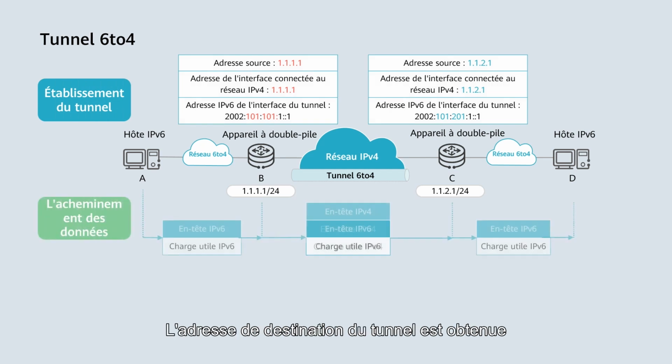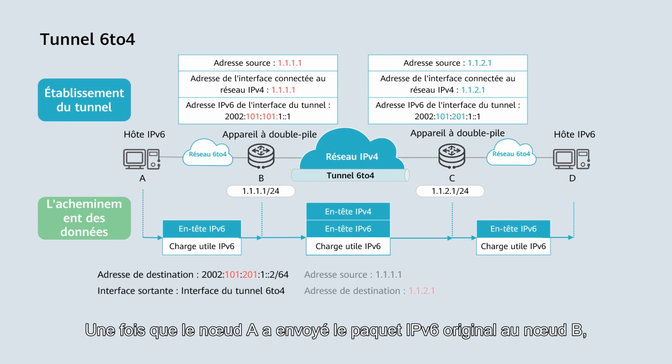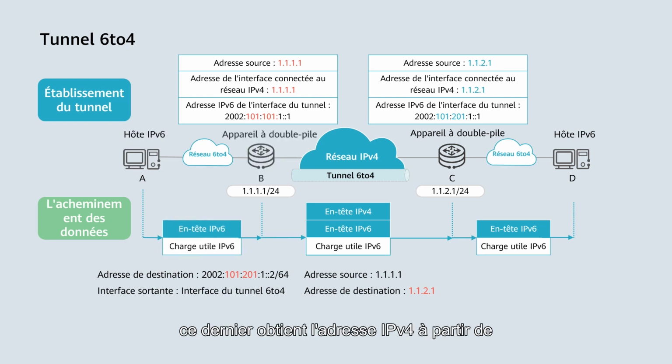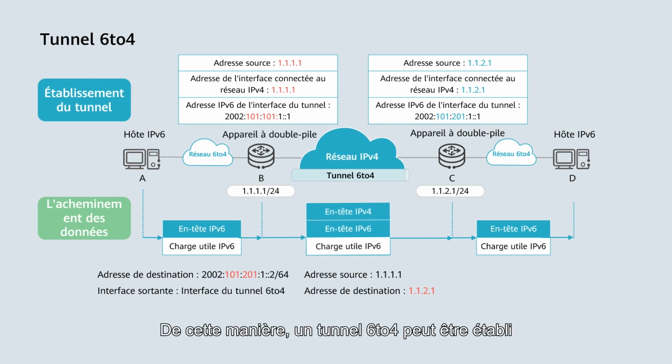The destination address of the tunnel is obtained from the destination address of the original IPv6 packet. After node A sends the original IPv6 packet, node B obtains the IPv4 address from the destination address of the packet and encapsulates the IPv4 address into the destination address field of the IPv4 packet header. In this way, a 6to4 tunnel can be established to transmit encapsulated IPv4 packets.